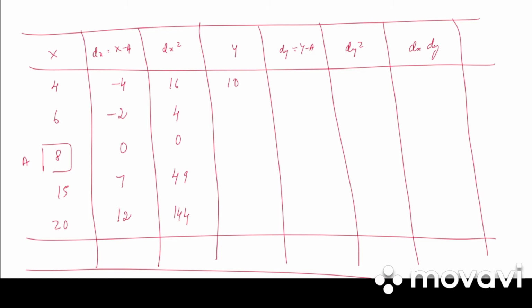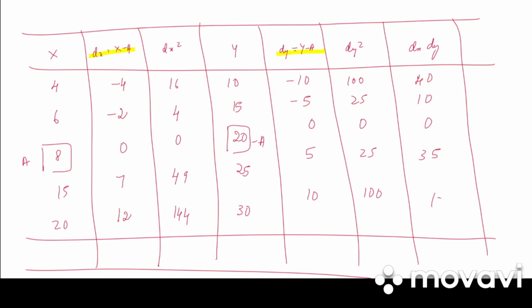Next we have y: 10, 15, 20, 25, 30. What is dy? Assumed mean will be 20. So 10 minus 20 is minus 10, minus 5, 0, 5, 10. Next is dy square: 100, 25, 0, 25, 100. Next we have dx into dy. So minus 4 into minus 10 is 40, 5 twos are 10, 0, 35, 120.